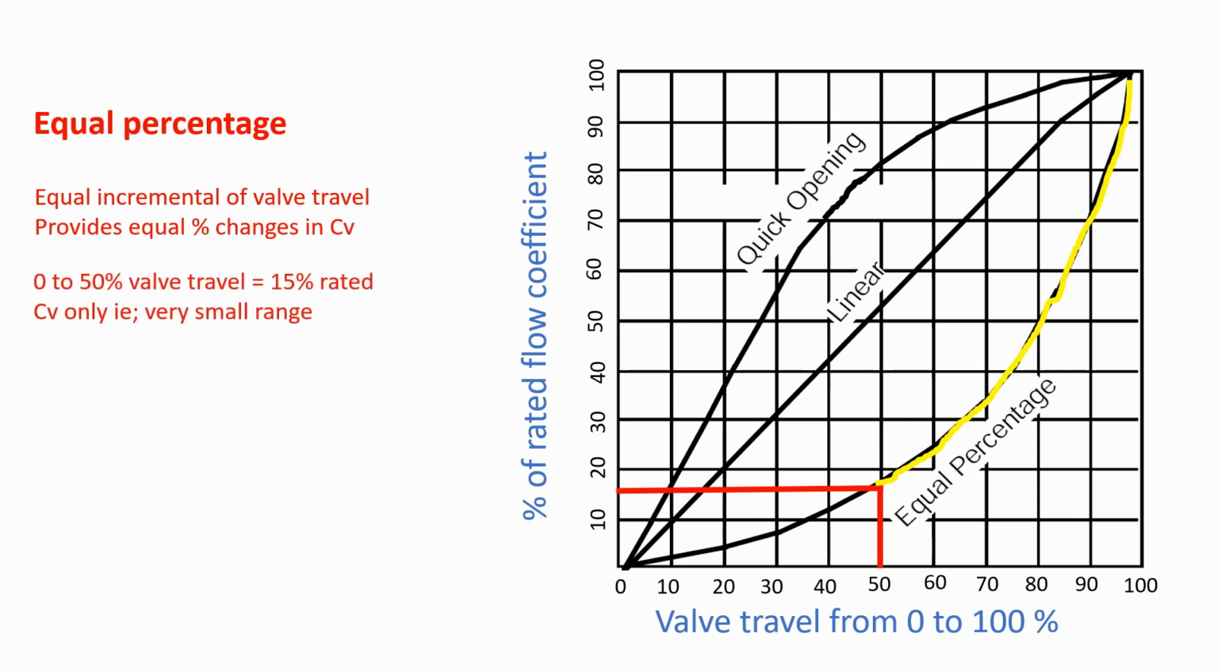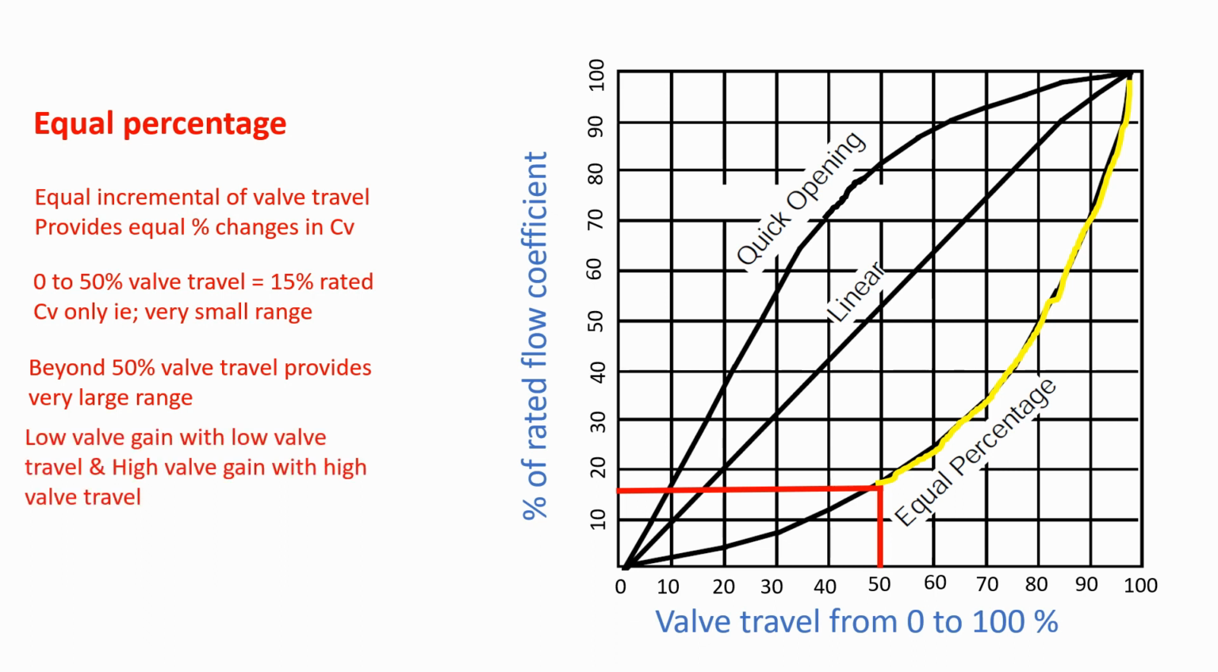So 0 to 50% valve travel produces just 15% of rated CV only. That's a very small range. At the same time, when the valve travel goes beyond 50%, it provides a very large range of the CV. So the equal percentage characteristic has low valve gain at low valve travel, and high valve gain at high valve travel. So this is how the equal percentage flow characteristic is established. How do we establish the flow characteristics?